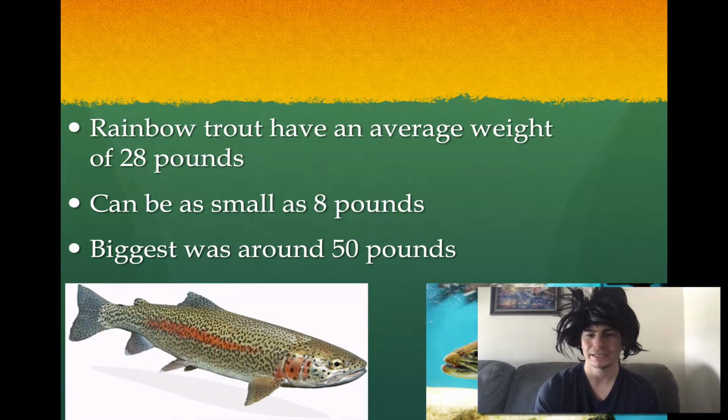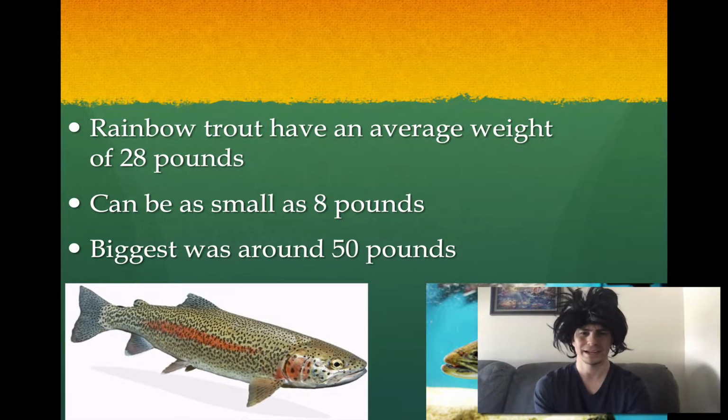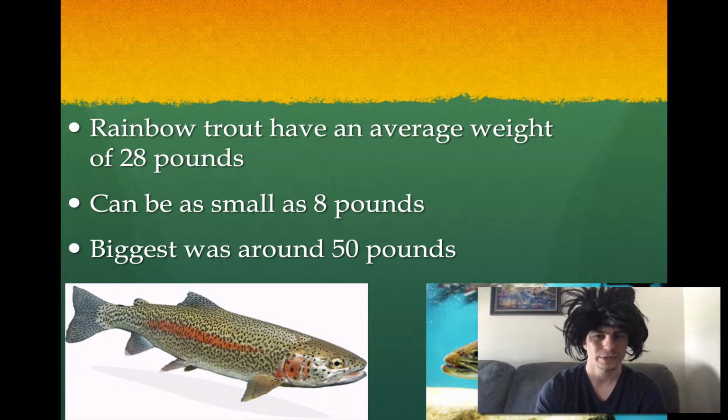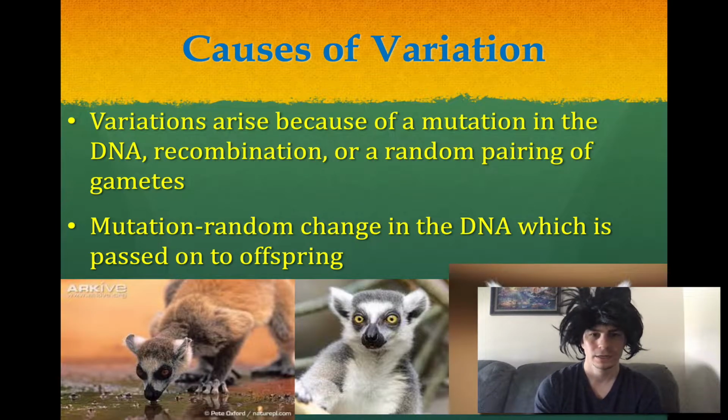So the 28 pounds is like the perfect size for the rainbow trout, right? It's not like the previous example with humans where Michael Jordan's better than 99%. So this one, the actual average is the best place to be.